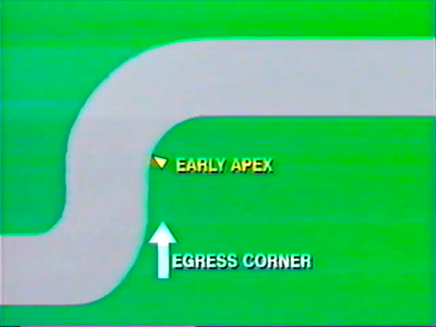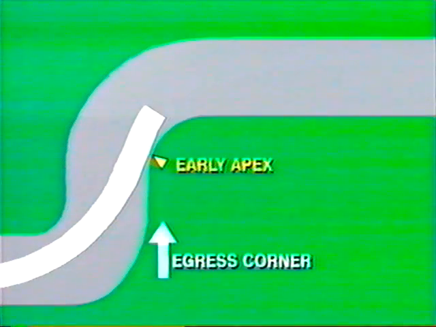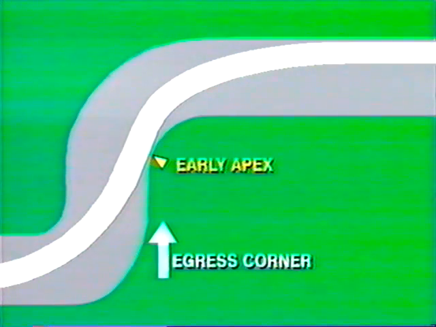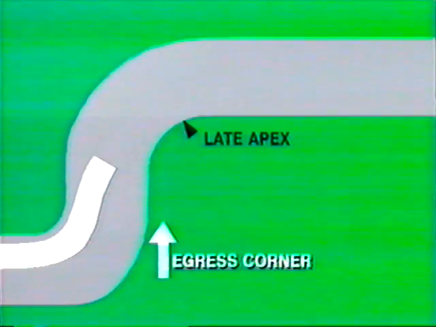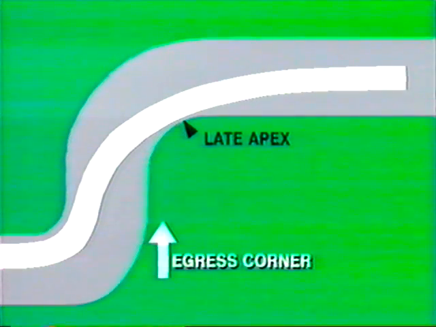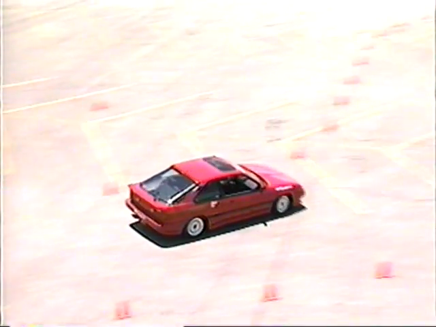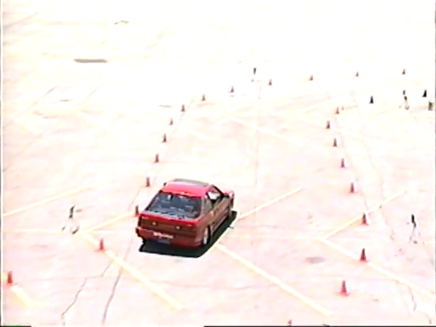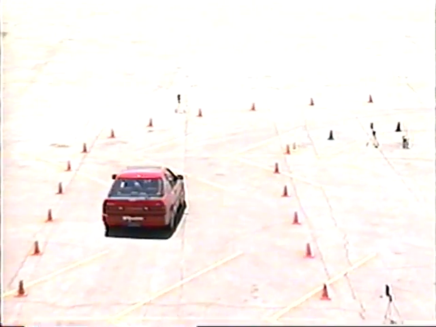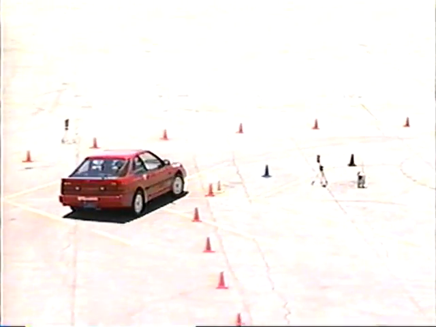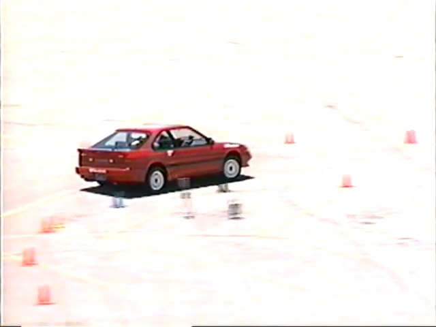So far, we've seen two turns that are best taken with late apexes. Here's one where an early apex does the job, an egress corner. By taking an early apex, we can get power on sooner to build as much speed as possible for the long straightaway. Here's what happens with a late apex. Let's take a look at an egress corner properly in slow motion. We approach wide, we brake early, we take an early apex, and we get on the power sooner.